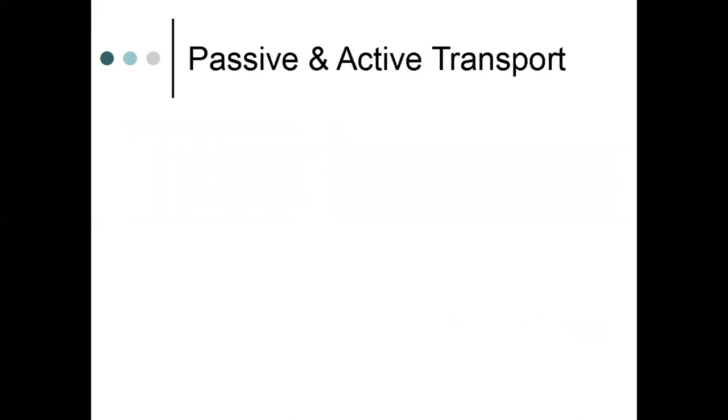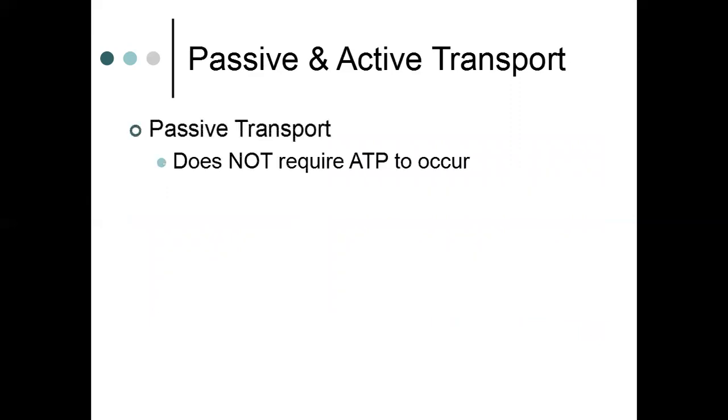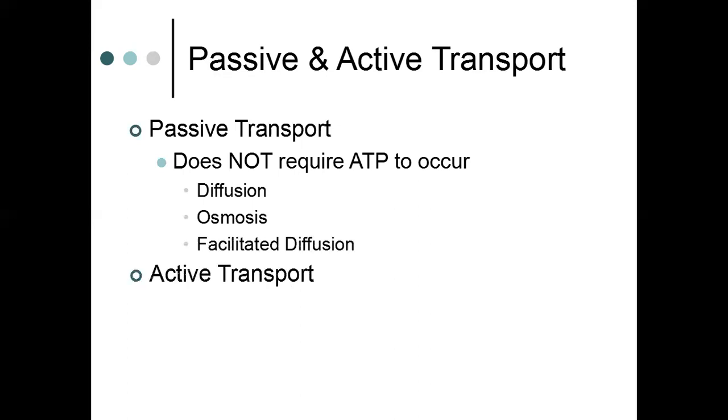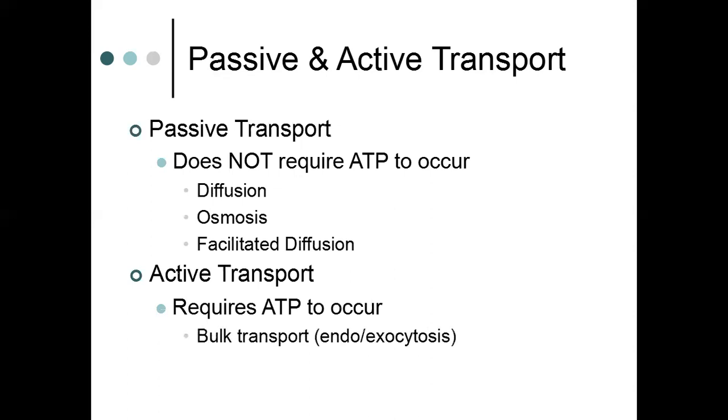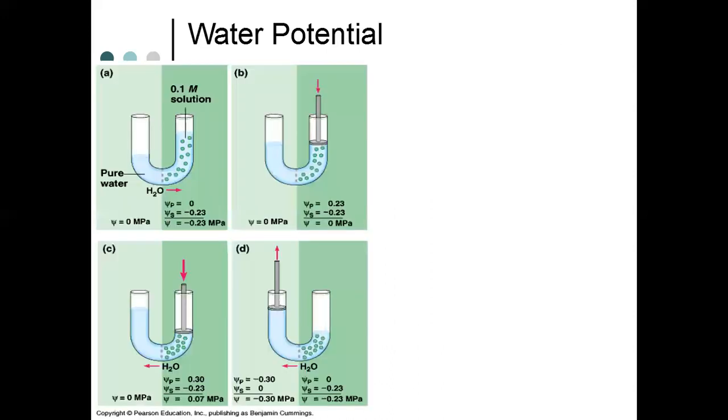So transport is of two types: passive transport and active transport. What is passive transport? It does not require ATP to occur. It means that in passive transport, we do not require any type of energy to proceed. Examples are diffusion, osmosis, and facilitated diffusion. Active transport is a type of transport for which ATP is required, or we can say energy is required. Examples of bulk transport are endocytosis and exocytosis.